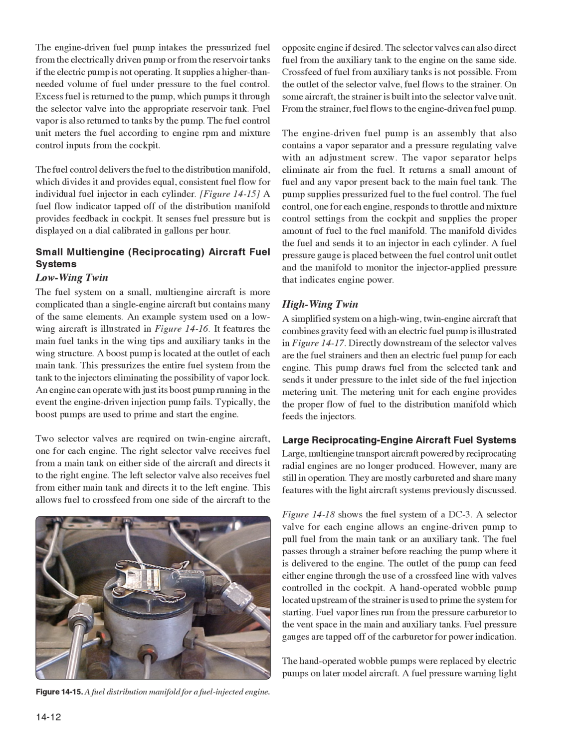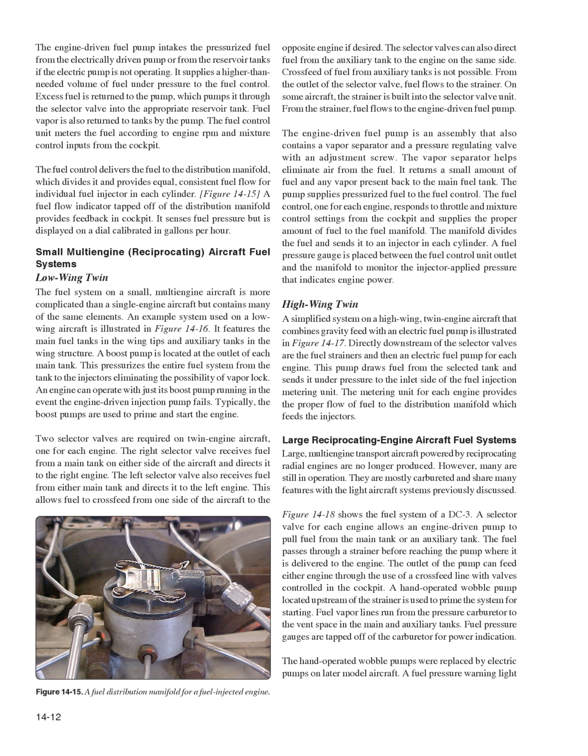Two selector valves are required on twin-engine aircraft, one for each engine. The right selector valve receives fuel from a main tank on either side of the aircraft and directs it to the right engine. The left selector valve also receives fuel from either main tank and directs it to the left engine. This allows fuel to crossfeed from one side of the aircraft to the opposite engine if desired. The selector valves can also direct fuel from the auxiliary tank to the engine on the same side. Crossfeed of fuel from auxiliary tanks is not possible.